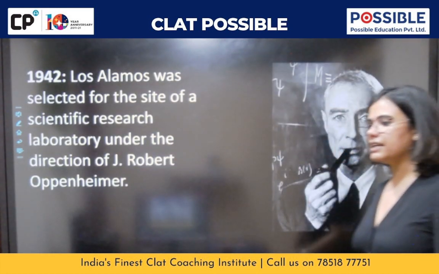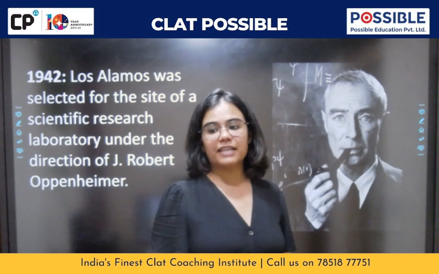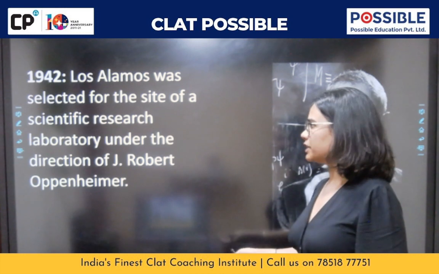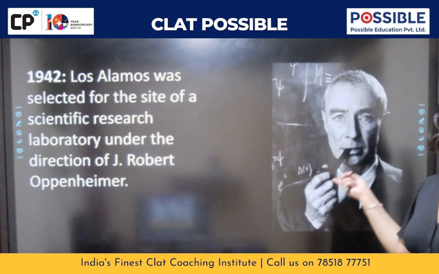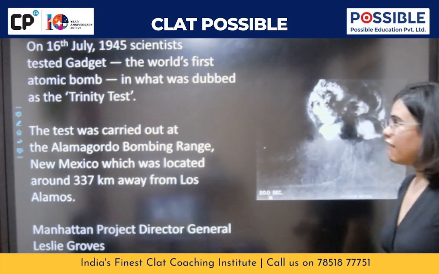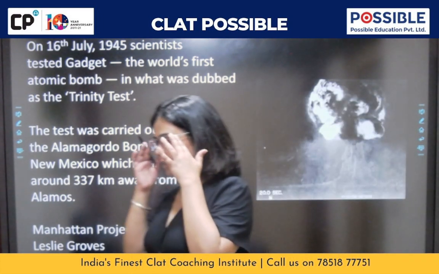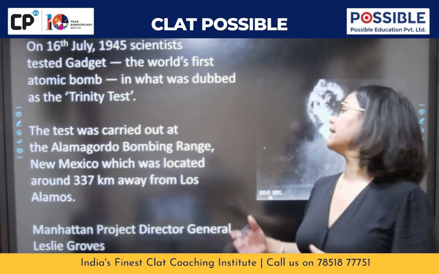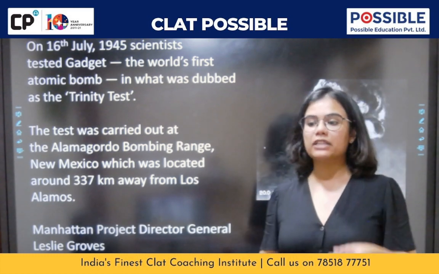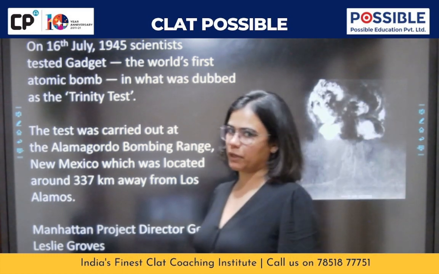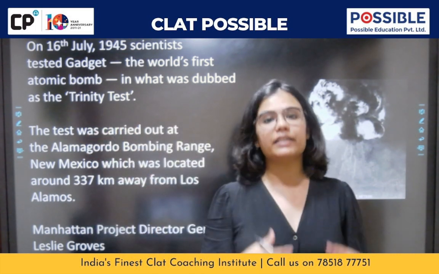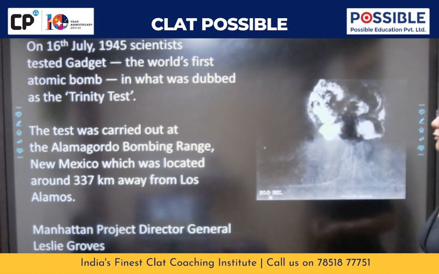Of course, they realized that you cannot do this project in a place which is very highly populated. Hence Los Alamos was selected as the site of the Scientific Research Laboratory, under the direction of Robert Oppenheimer. Finally, they did all of their testing in Los Alamos and also Oak Ridge. And on the 16th of July, 1945, they tested something called the Gadget, which was the world's first atomic bomb. They called this test the Trinity Test. And you can see it on your screen. Of course, it was successful.